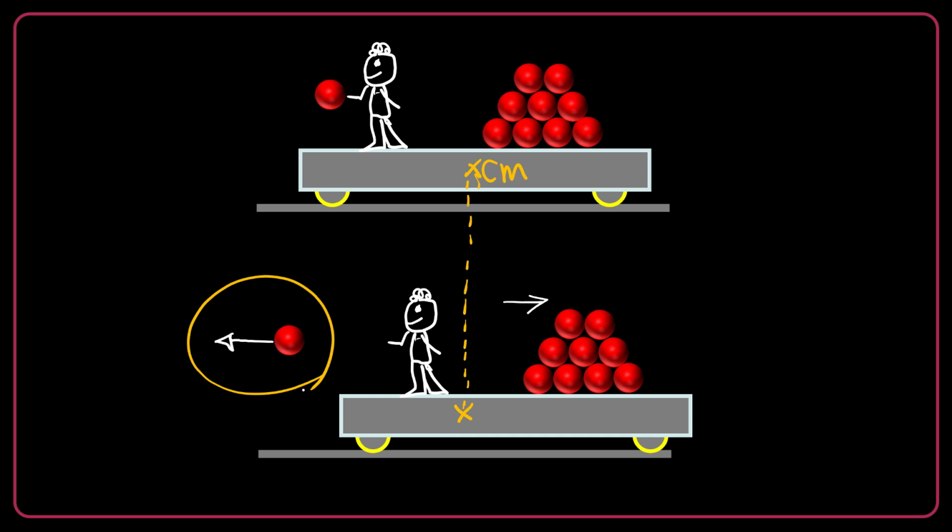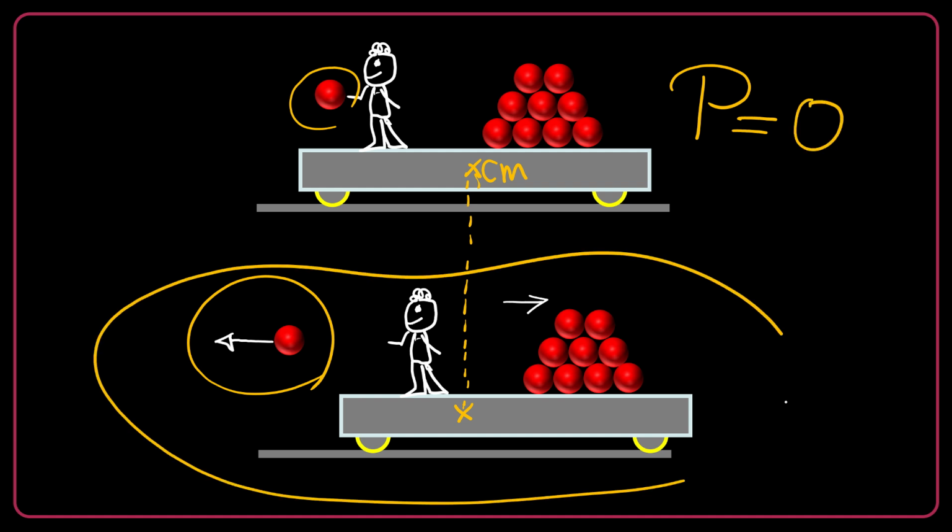The system is not acted on by any external force, so there is no change in momentum. So if the system was at rest, and we consider the total momentum of the cart plus this ball to be 0, the total momentum of this system also remains 0 because it's not acted on by any external force. Another example is the rocket in space.